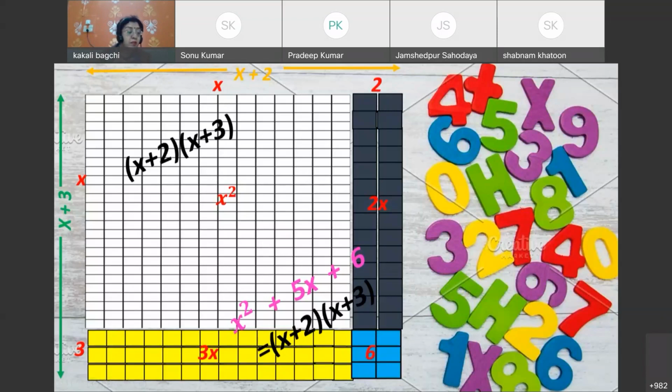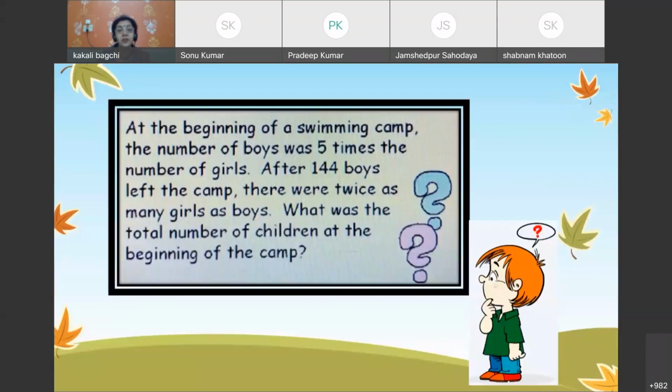Otherwise, algebra makes the subject abstract. Do this small project for class 8. Another question of class 8. At the beginning of a swimming camp, it's a question of linear equation. The number of boys is 5 times the number of girls, 144 boys left.